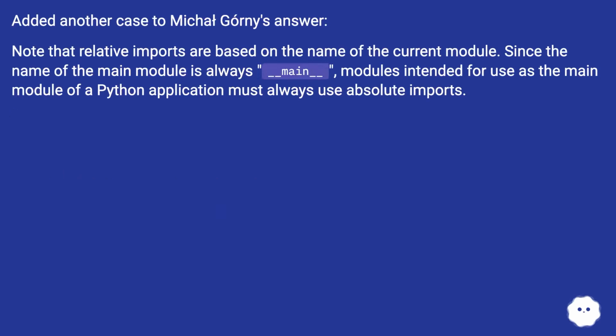Added another case to Michał Gorny's answer. Note that relative imports are based on the name of the current module. Since the name of the main module is always __main__, modules intended for use as the main module of a Python application must always use absolute imports.